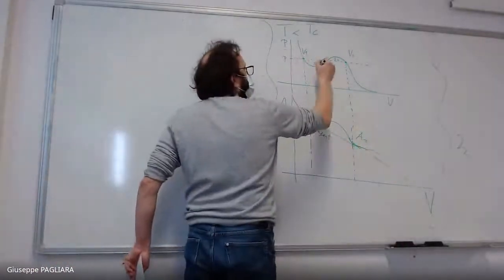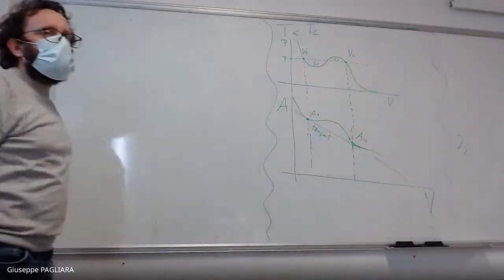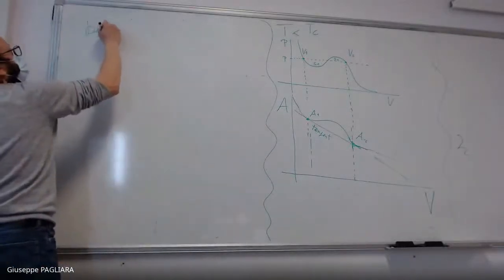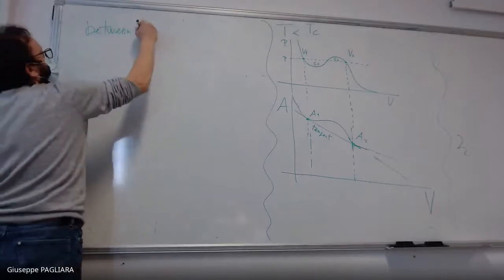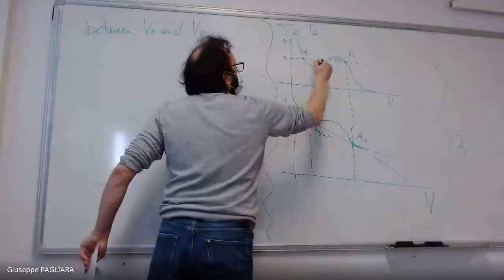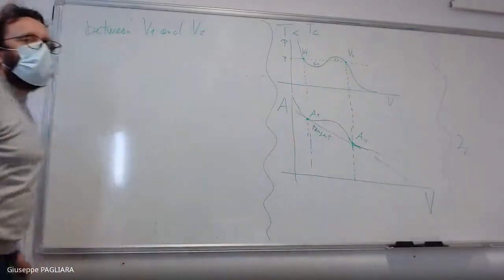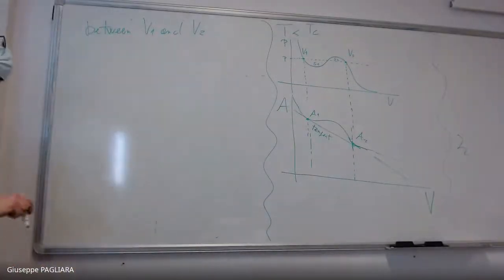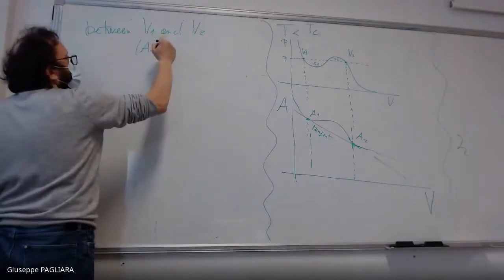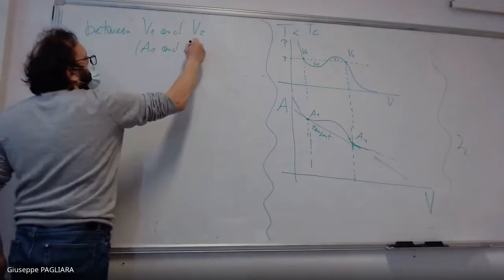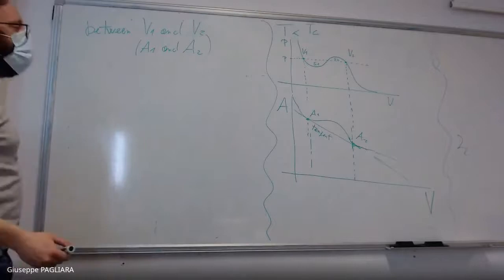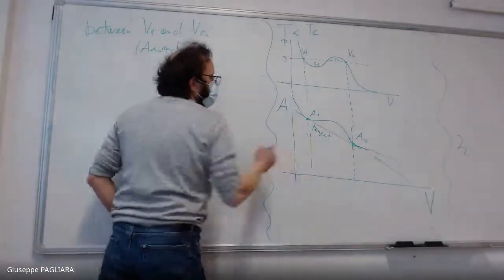Exactly in this instability region, the mechanically unstable region, we see that between V1 and V2, which was the mechanically unstable region, or if you want, between A1 and A2, actually, there is a way to minimize the Helmholtz free energy in the following way.